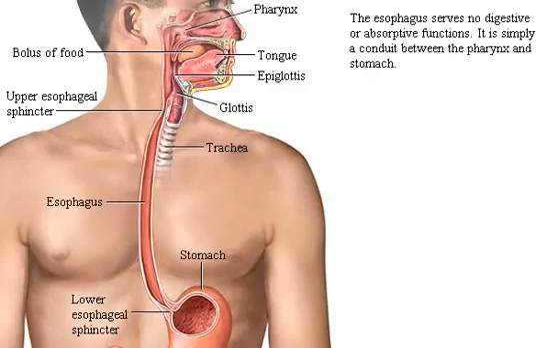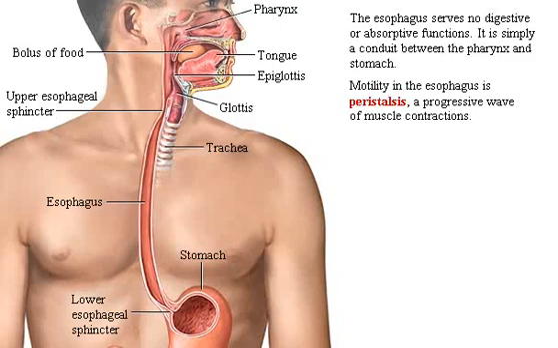The esophagus serves no digestive or absorptive functions. It is simply a conduit between the pharynx and stomach. Motility in the esophagus is peristalsis, a progressive wave of muscle contractions. In the esophagus and throughout the GI tract, movement of the contents is accomplished by creating a pressure gradient as muscle contracts. Swallowing initiates primary peristalsis in the esophagus.